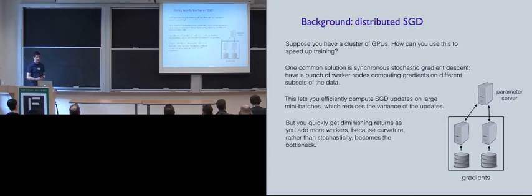But unfortunately, with distributed SGD, you get diminishing returns because as you add more workers, you get rid of the stochasticity, but you still have to worry about the curvature of the cost function. And so no matter how large you make the mini batches, that doesn't help with curvature.